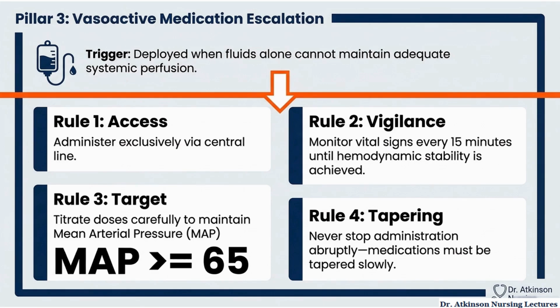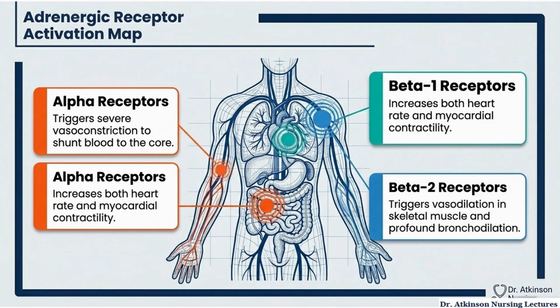Rule 3. Your target is MAP at or above 65 millimeters of mercury. That is the perfusion floor. You titrate the drug to maintain that number, not to a fixed dose. Rule 4. And this is the one that gets missed. Never stop vasoactives abruptly. These patients are vasopressor dependent. Pull the medication suddenly and you will crash the blood pressure.